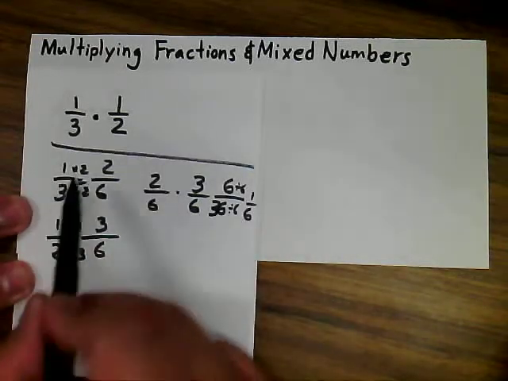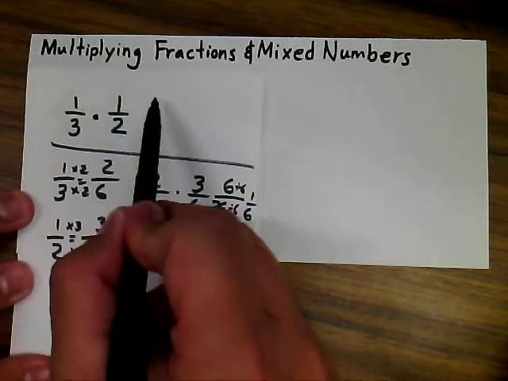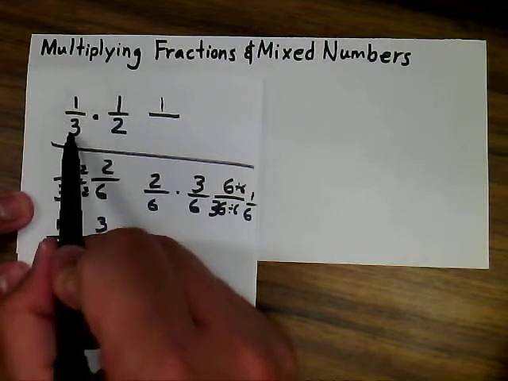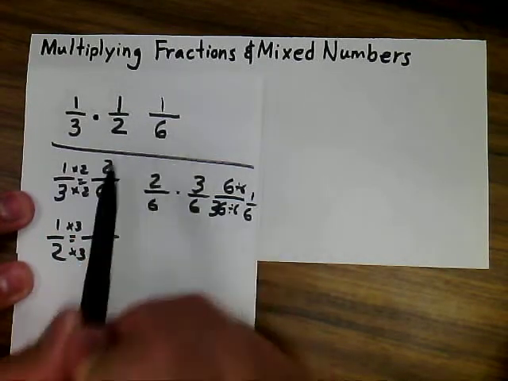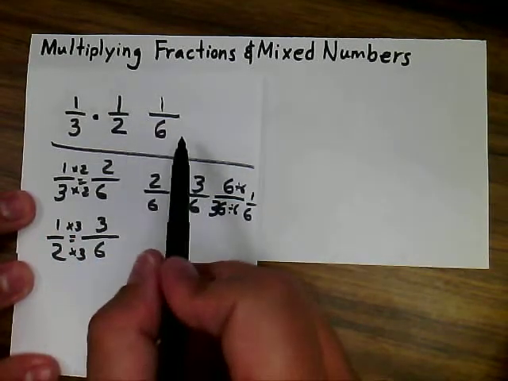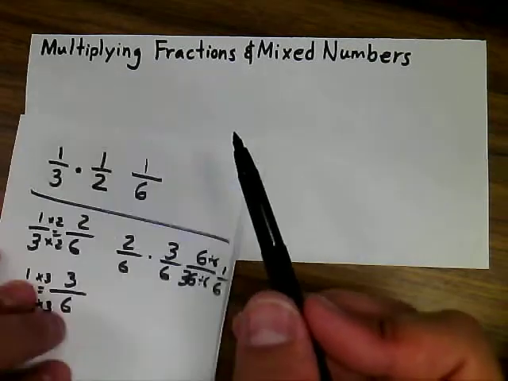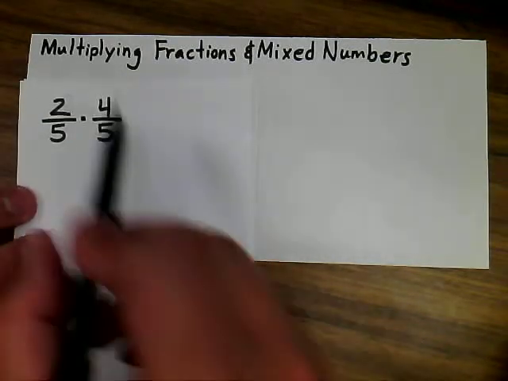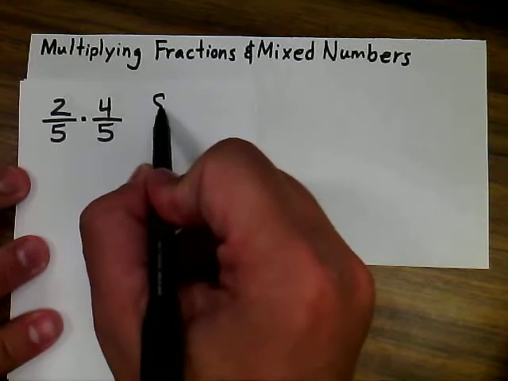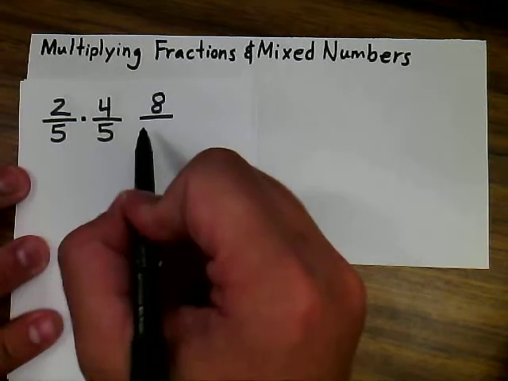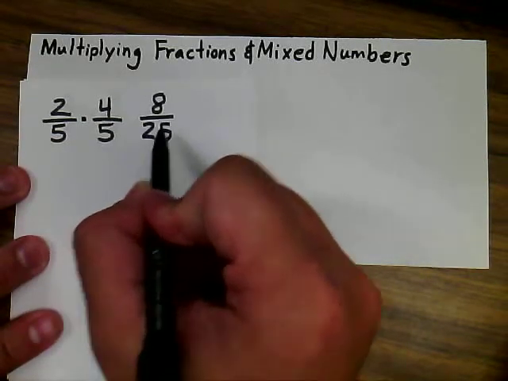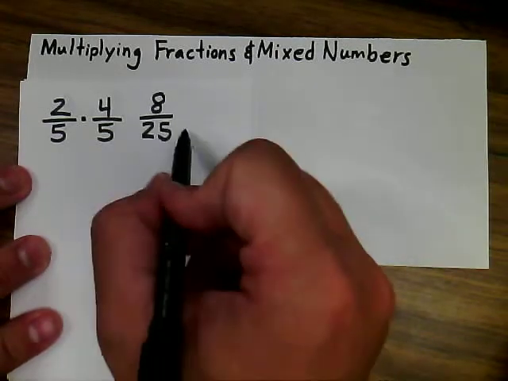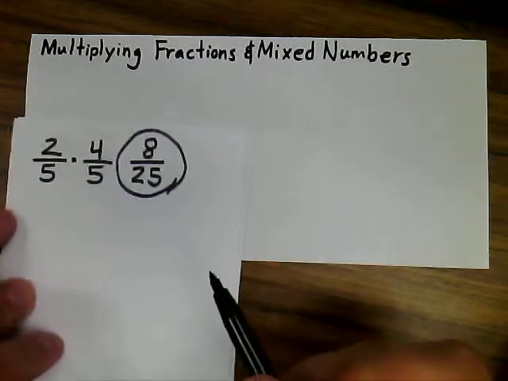Instead, you're merely going to multiply your numerator times your numerator to get your new numerator, your denominator times your denominator to get your new denominator, and then check to make sure your answer is in lowest terms. Again, 2 times 4 is 8. 5 times 5 is 25. Since 8 and 25 share no common factors, 8 over 25 would be your answer.